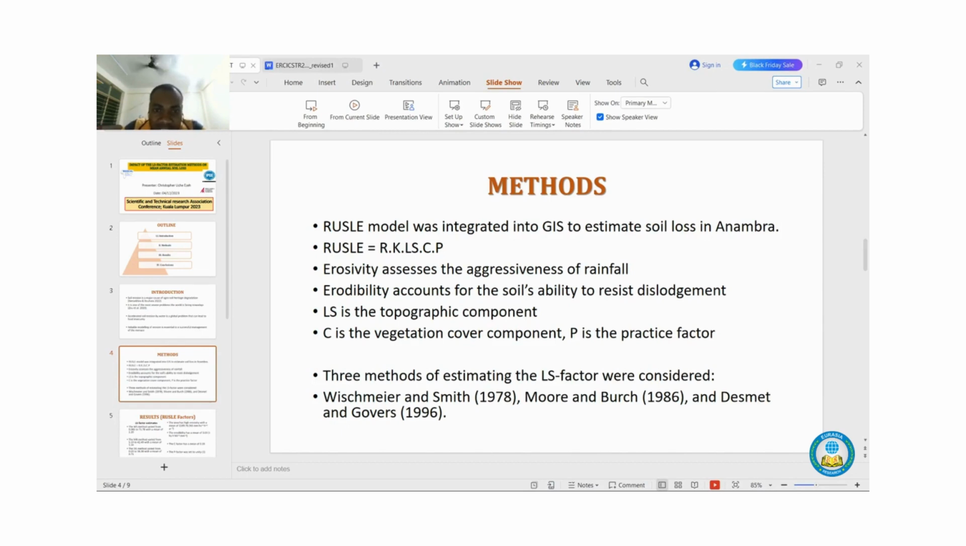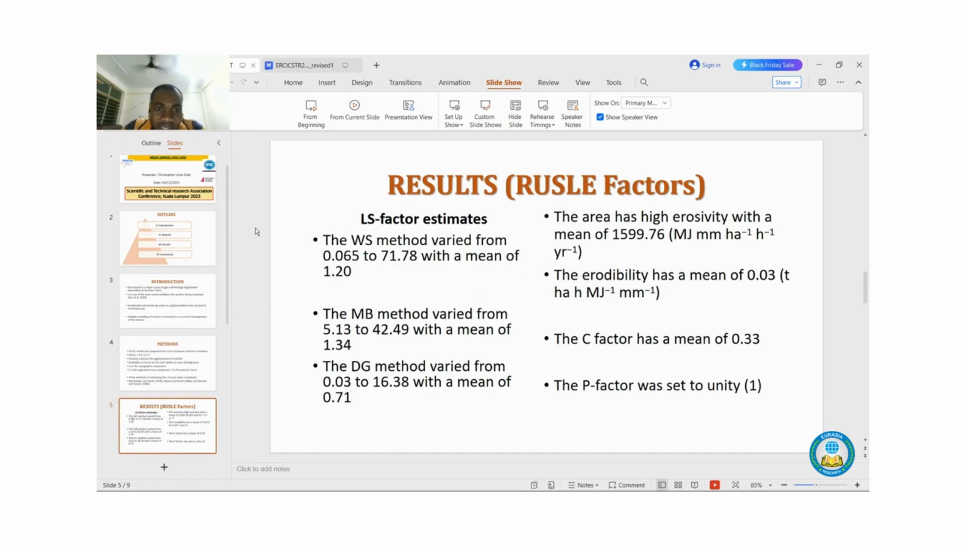While the Wischmeier and Smith is based on slope in percent, Moore and Burch was based on slope in radian, while Desmet and Govers was based in degrees. Results of the LS factors show that the Wischmeier and Smith method varied from 0.65 to 71.78 with a mean of 1.20. The Moore and Burch method varied from 5.13 to 42.49 with a mean of 1.34, while the Desmet and Govers method varied from 0.03 to 16.38 with a mean of 0.71.